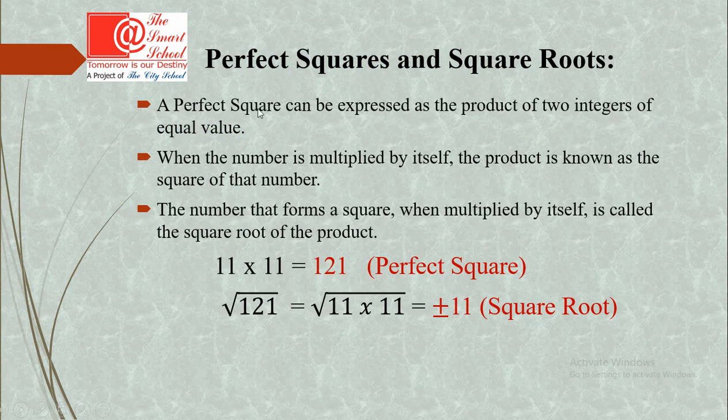A perfect square can be expressed as the product of two integers of equal value. As you can see, 11 multiplied by 11. Both are the same numbers, so they have the same value, and 121 is the perfect square. When a number is multiplied by itself, the product is known as the square of that number. It means 121 is the square of 11. The number that forms a square when multiplied by itself is called the square root of the product. So you can see the product is 121 and its square root is 11.